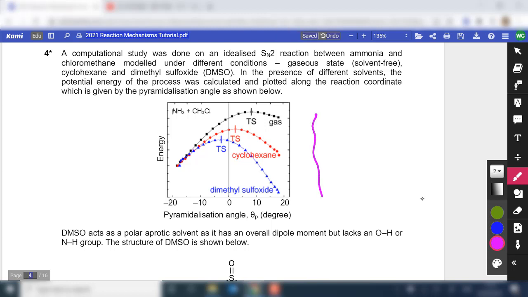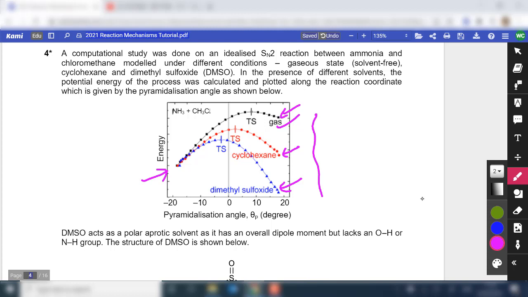Under three different conditions, one is under gaseous phase. You notice that when it's under gaseous phase, the final product has a much higher electronic energy as compared to the starting material. And when it's under cyclohexane, it's slightly more endothermic, and the transition state is maybe close to a late transition state, but not as late as the previous one. But when we use DMSO as a solvent, you realize that the final product is a lot more stabilized, and the transition state became an early transition state.